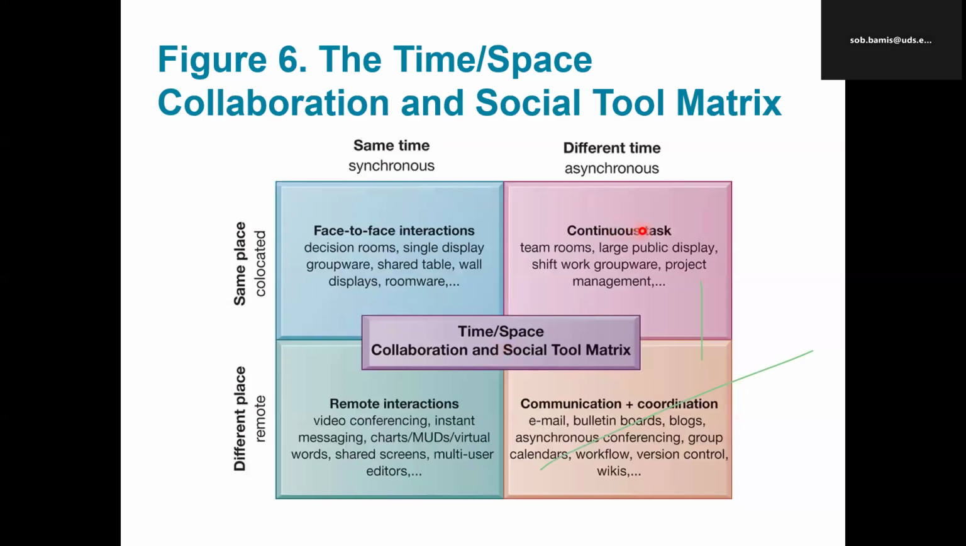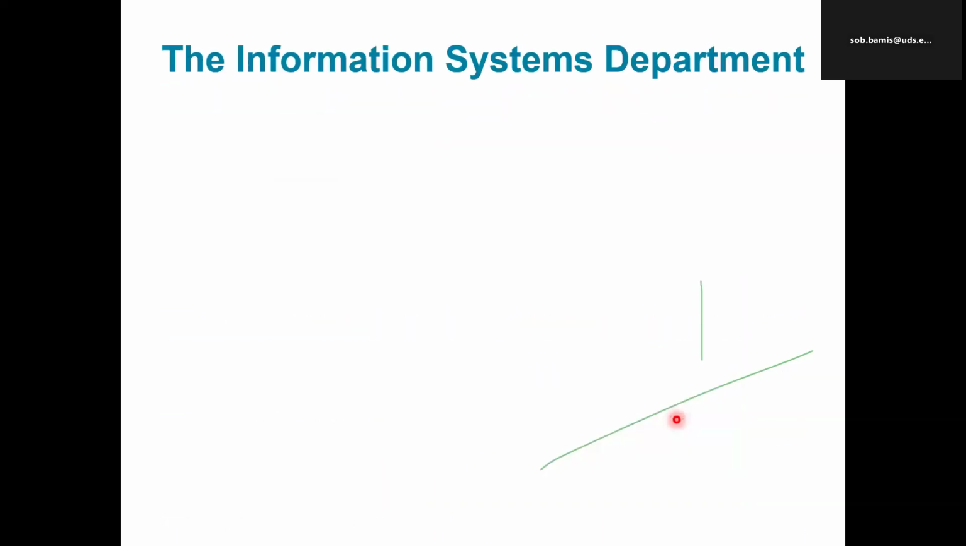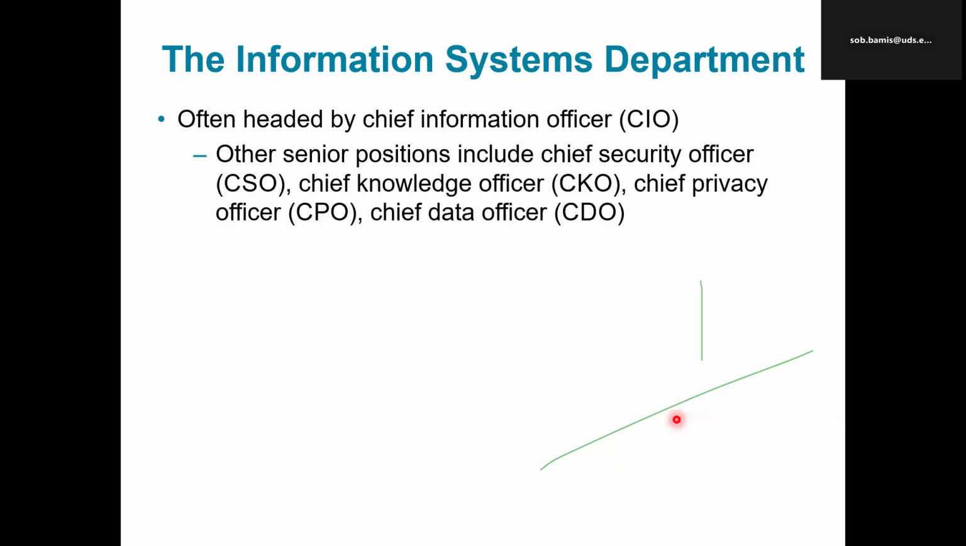So you can see team rooms, large public displays, shift work, book work. And yes, you can also have different time, different place. That is also very important. So I hope the matrix is explained properly. Everybody is understanding?